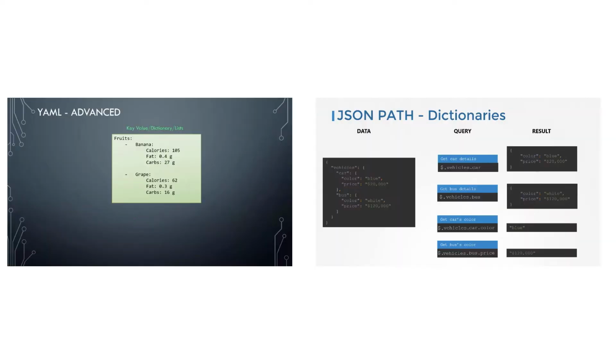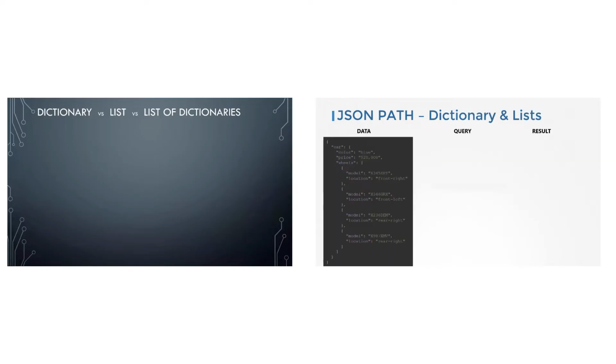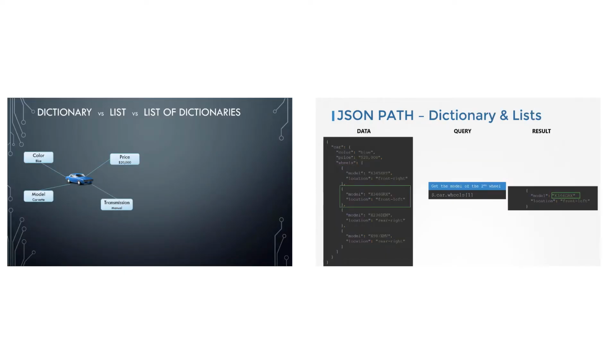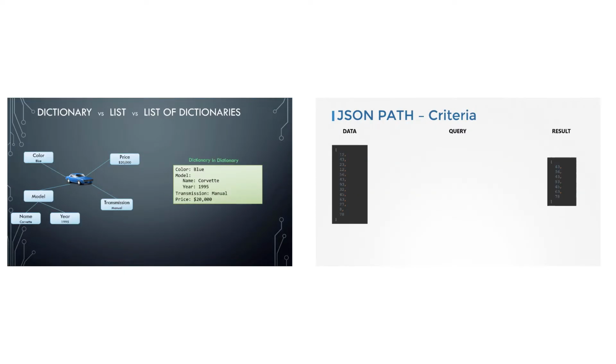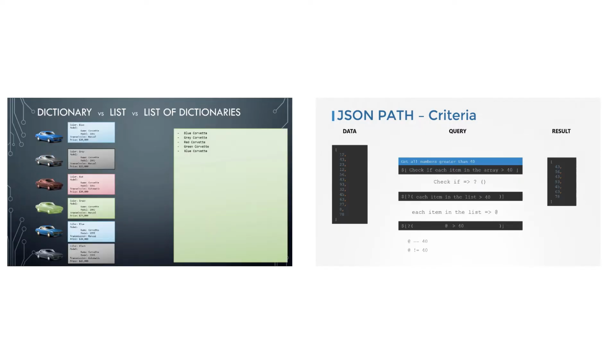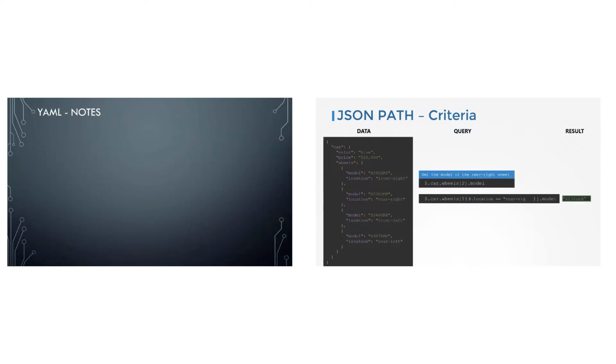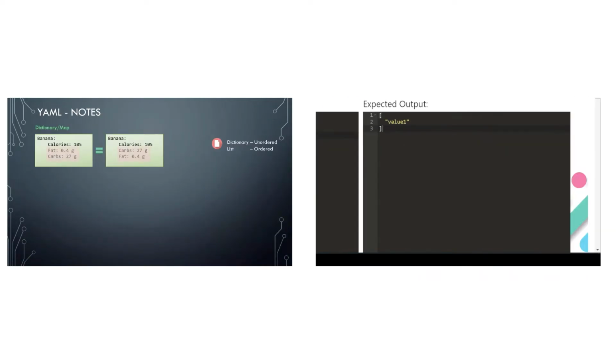YAML and JSON Path are a must-have prerequisite for anyone entering into the modern software development, cloud computing, data analytics, or DevOps world. Throughout this course, we get you up and running with these concepts using lectures and hands-on labs for practice. Thank you for joining, and I hope you enjoy the course.